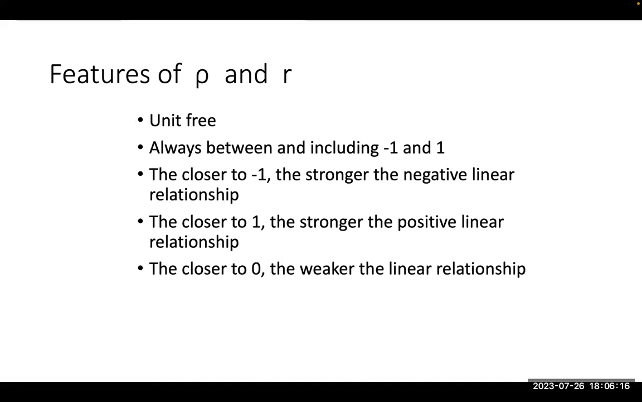So the closer to -1, the stronger the negative relationship. The closer to +1, the stronger the positive linear relationship. The closer to 0, the weaker it is. The other way you can look at it: the absolute magnitude of your correlation coefficient determines the strength of your association, disregarding the direction.